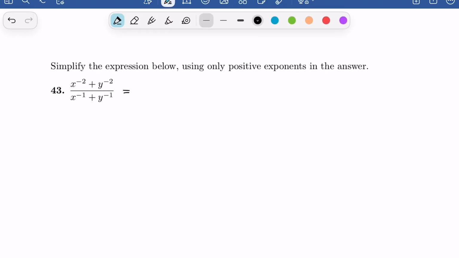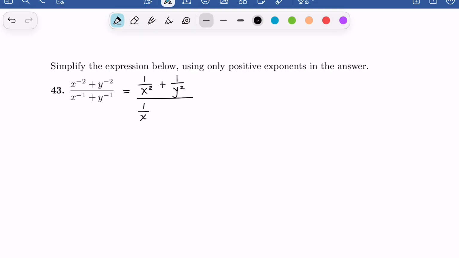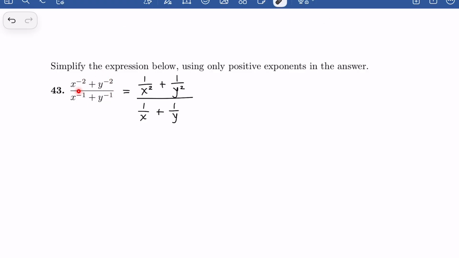X to the negative second power, written with positive exponents, is going to be 1 over x squared. Similarly, with this y here, we're going to get 1 over y squared. So that is our new numerator. This whole thing turned into this. Let's do the same thing for our denominator. We're going to have 1 over x plus 1 over y. So by rewriting these guys with positive exponents, we turned this rational expression here into a complex fraction. So we need to go ahead and simplify it.